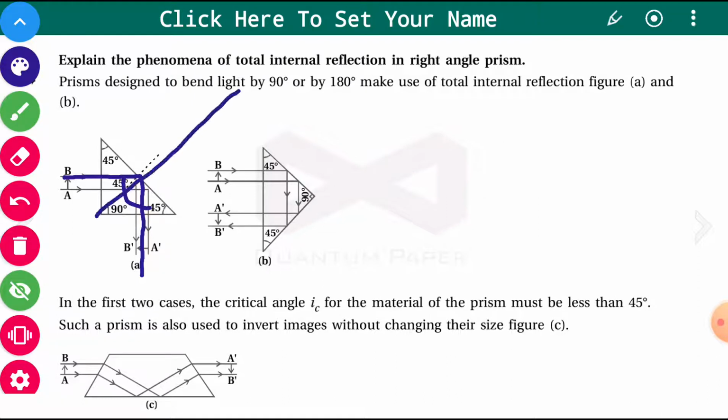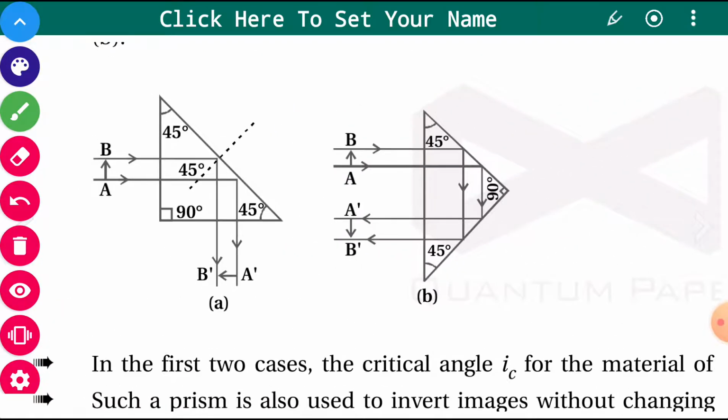So this angle where the normal is drawn, try to understand, that is about 45 degrees. This is 90 degrees, you can see. Let me make it more clear. This angle you can see is 90 degrees. So the perpendicular drawn at the point of incidence will bisect this angle, so this angle will be about 45 degrees.